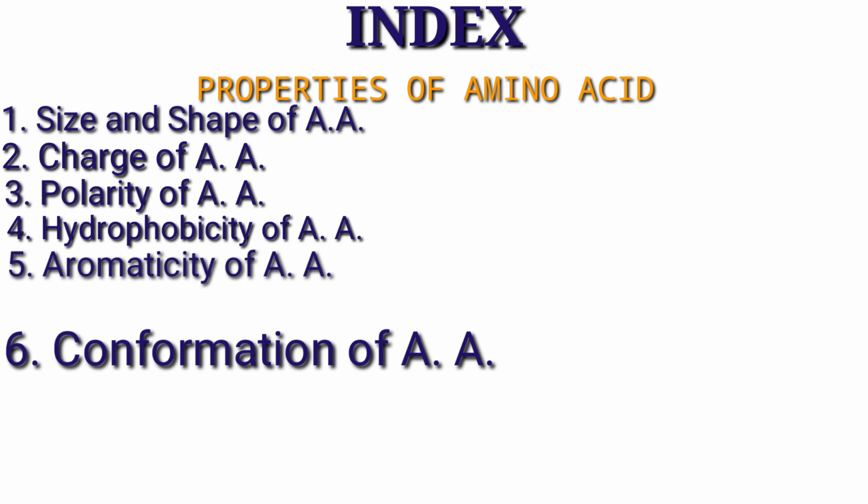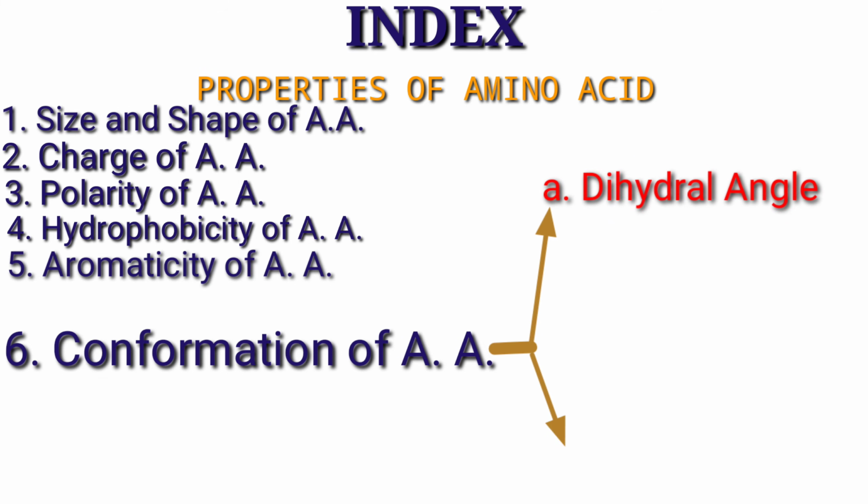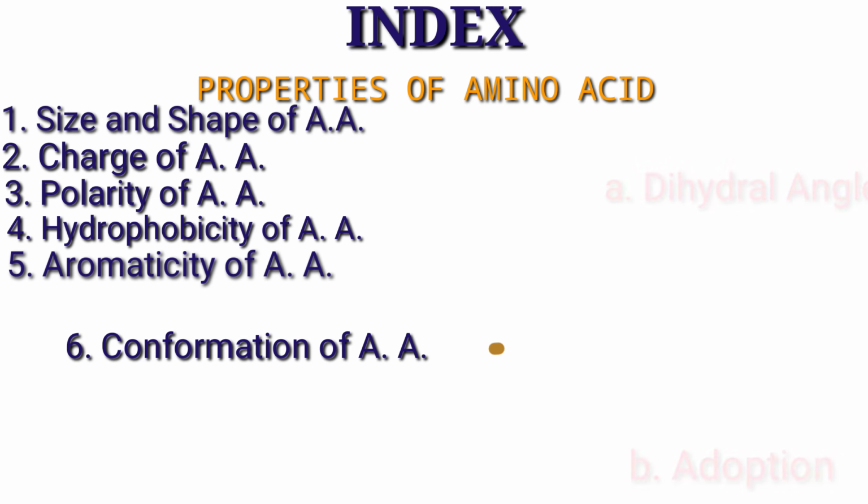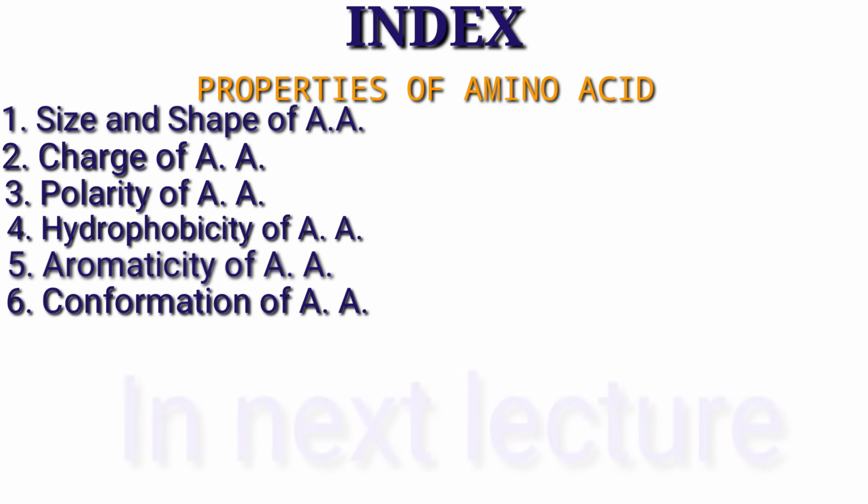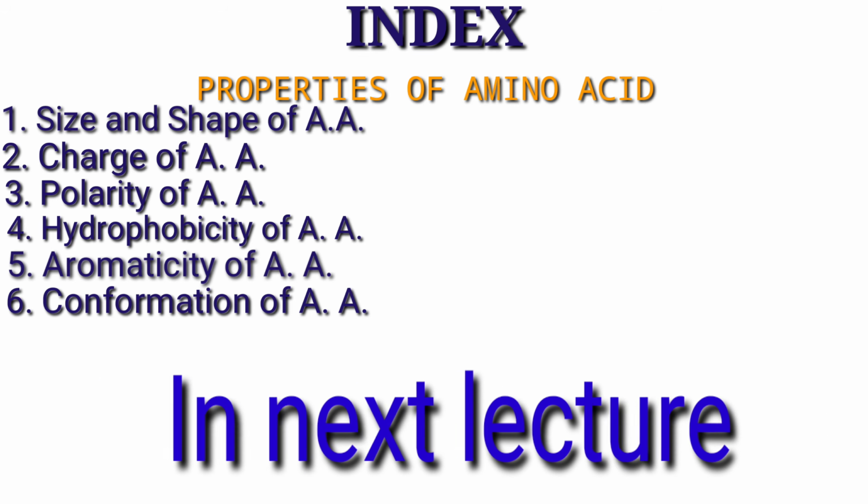These conformations can be studied in two points: the formation of a dihedral angle and the adoption of a particular shape by those amino acids. So all these six properties of amino acids will be the topic of our discussion.